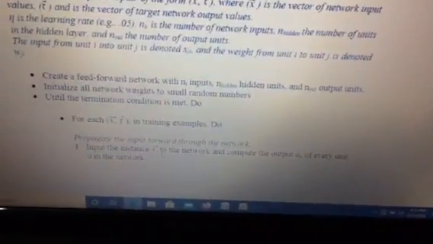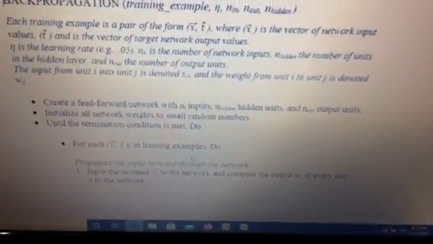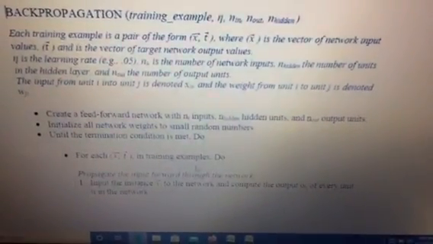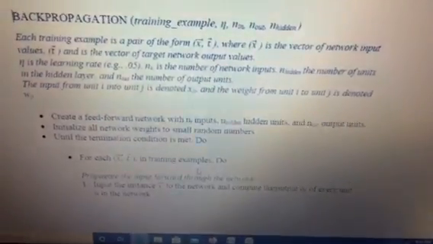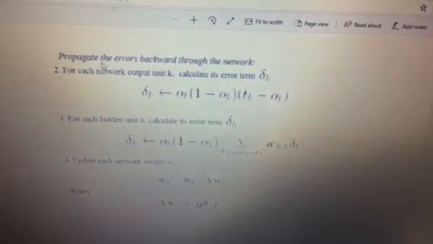We are going to get the error at the output layer. So we are going to compare the predicted output and the actual output. If it is not the same, we are going to get the error. So at that time we need to perform backpropagation. We are going to propagate the errors backward through the network.